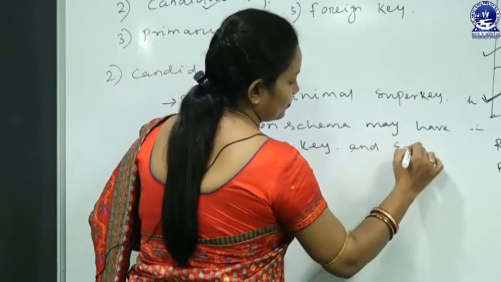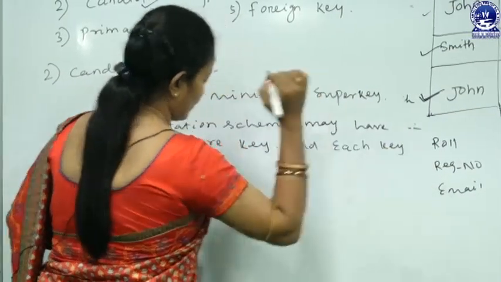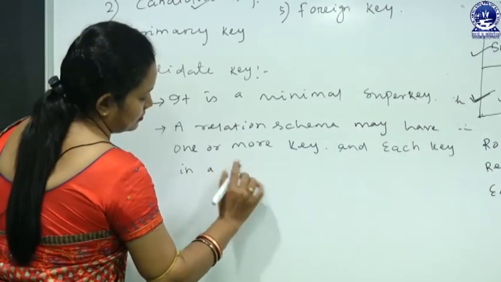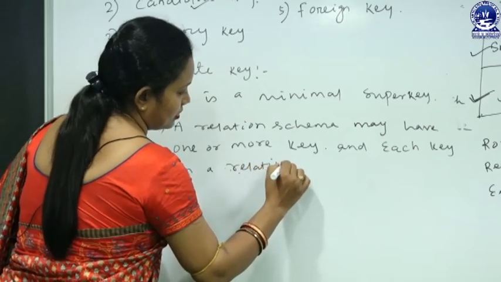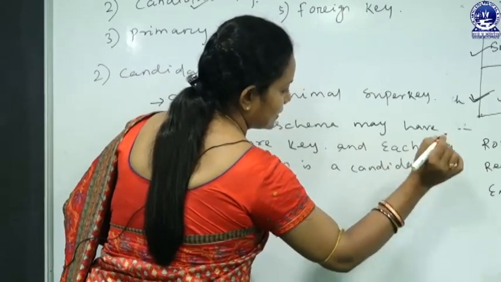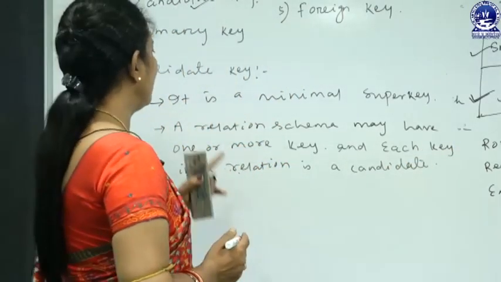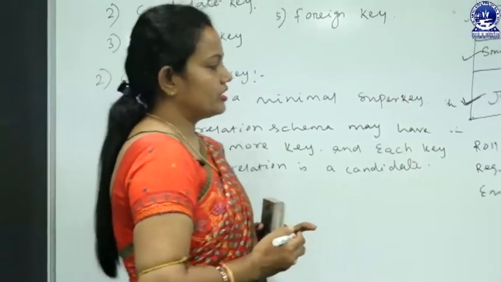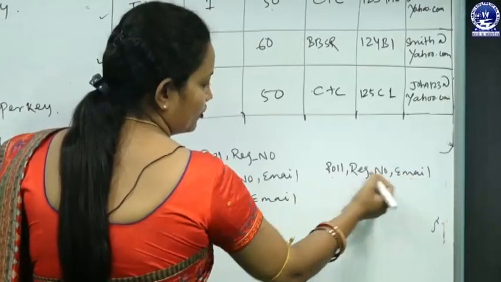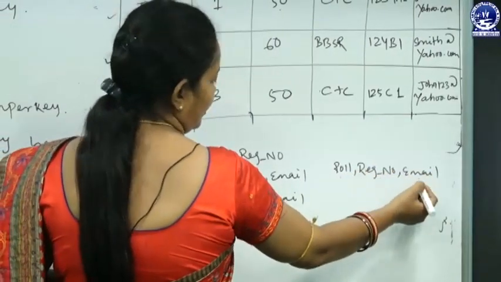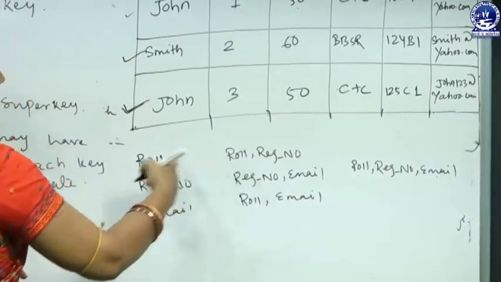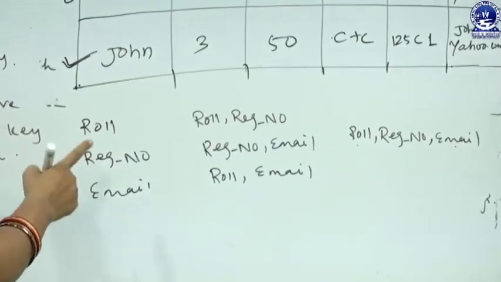And each key in a relation is a candidate key. Okay, let us see one example. That is, it is a minimal super key. That means, see, the roll number and registration number, email, the minimal of roll number, registration number, email. And similarly, the minimal super key is roll number, registration number, and email.